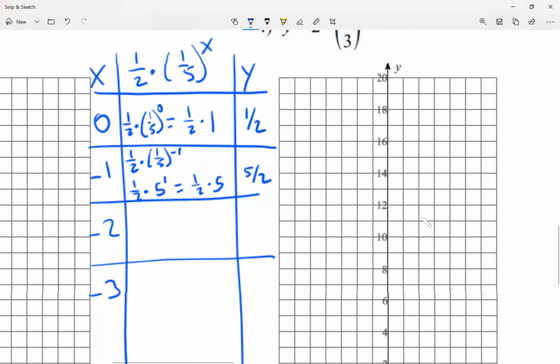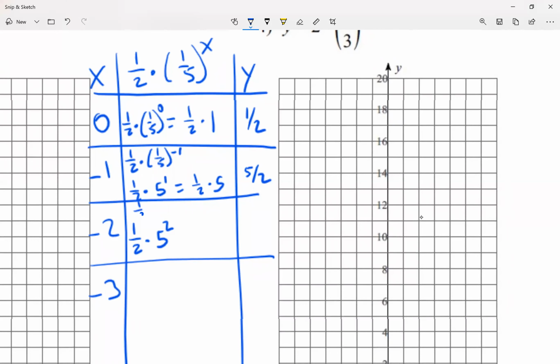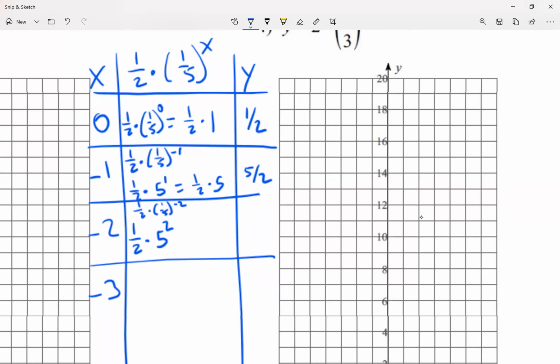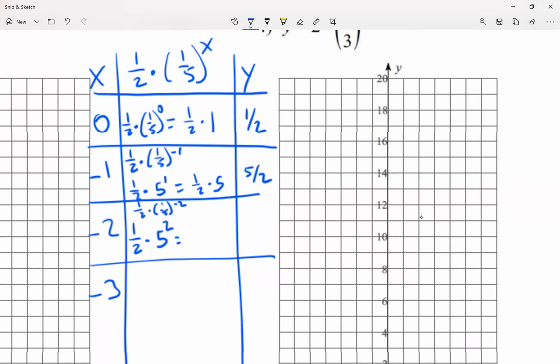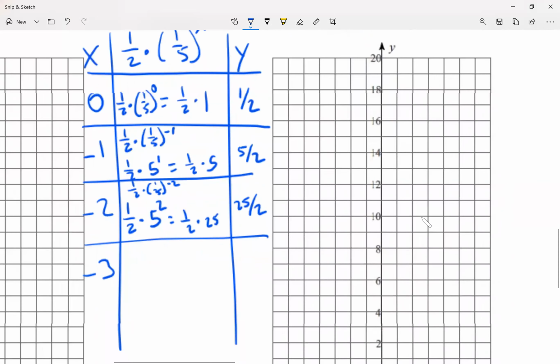So decimal, that's 2.5, so that's not a big deal. Now, what if x equals -2? That's going to give me 1/2 times 5 to the second. I already undid my fraction. Remember, negative exponents undo fractions. I'm not going to write 1/2 times (1/5) to the -2. I'm just going to go 1/2 times 5 to the 2. The negative sign flips the fraction. All right, so 1/2 times 5 squared. Isn't that 1/2 times 25? So that is 25 halves. Decimal, that's 12.5, so not a big deal.